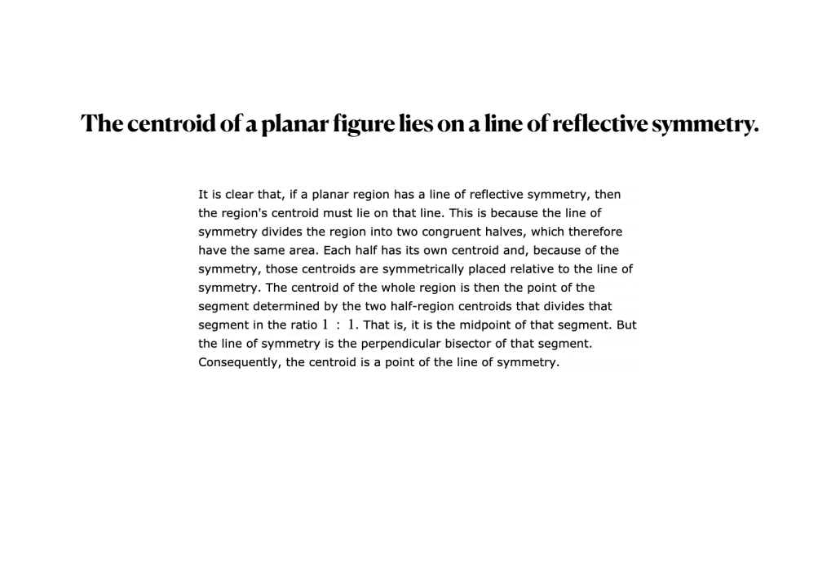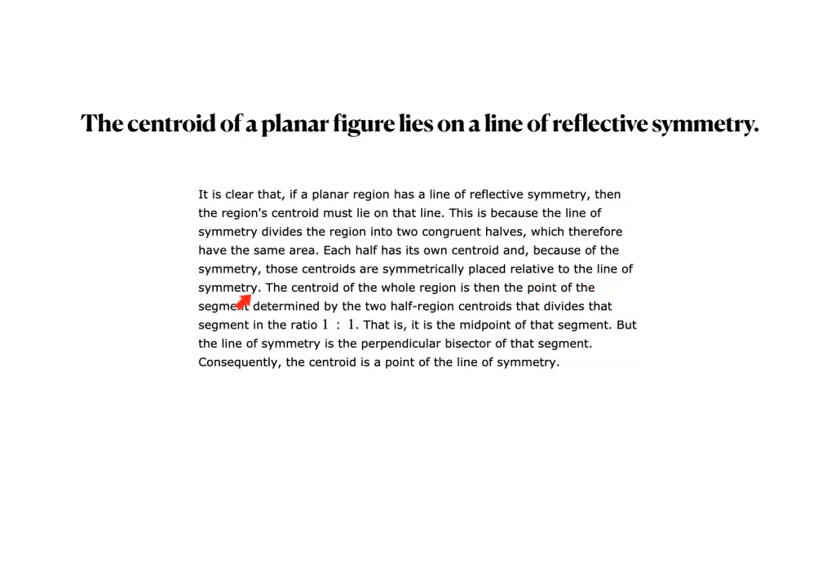So I want you to consider a centroid of a planar figure. It's always going to lie on a line of reflective symmetry. So if a planar region has a line of reflective symmetry, which doesn't always happen, then the region's centroid must lie on that line. This is because the line of symmetry divides the region into two congruent halves, which therefore have the same area.